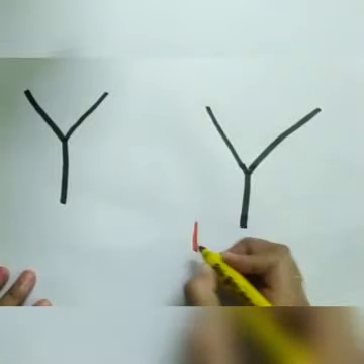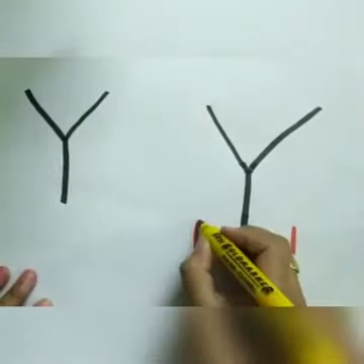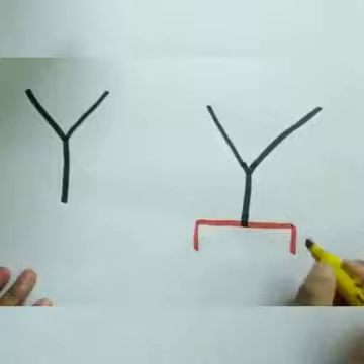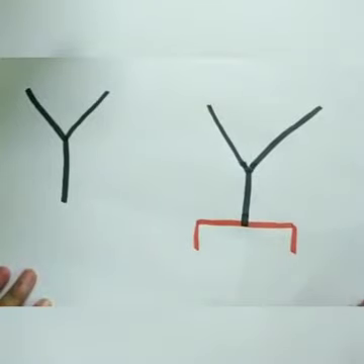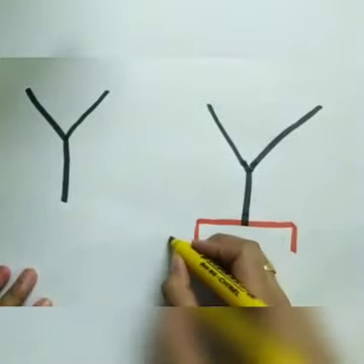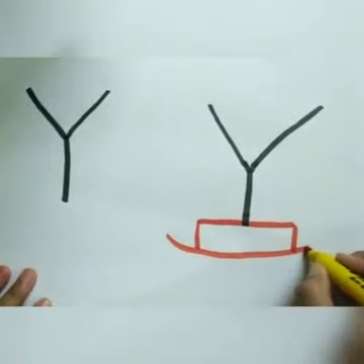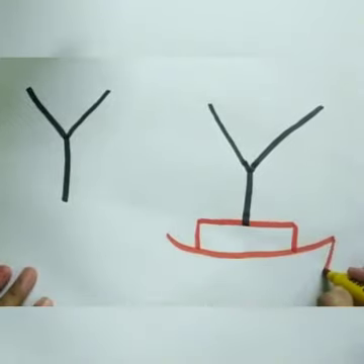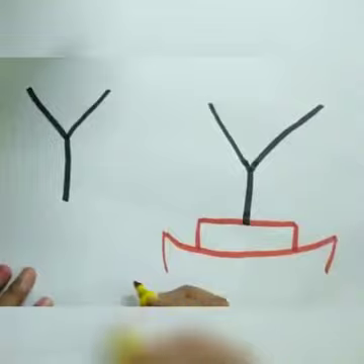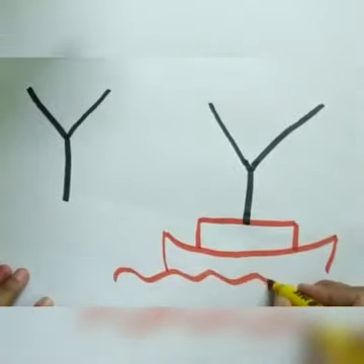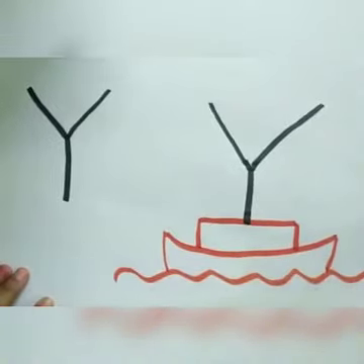I'm making a standing line here, a standing line here, and a sleeping line to join these two lines to form a rectangle. Now again, I'm drawing something like this. You make it like this. Now come downwards and form floating water like this. This is your yacht. Why your yacht?